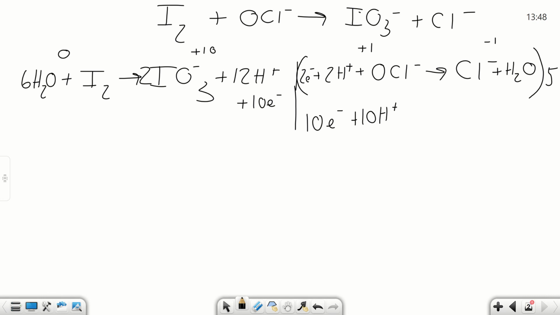10H plus, 5 OCl minus, plus 10 electrons yields 5 Cl minus plus 5 H2O. All right, and so that's where we get our balanced electron reactions. We scaled it.